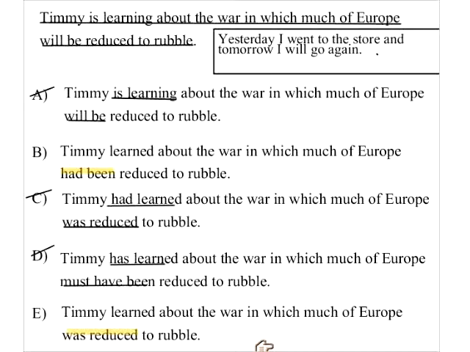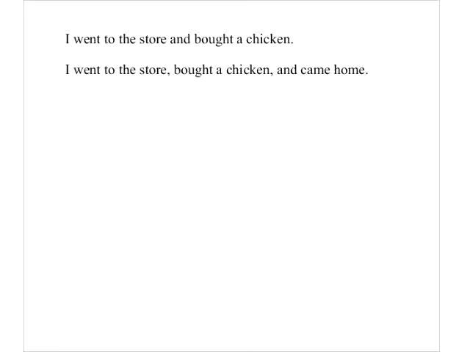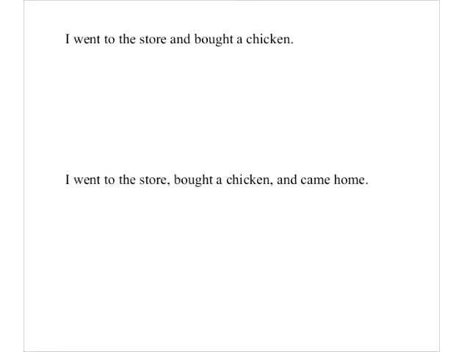Yes, I know this is annoying as heck. But the point is this: here's an example. Okay, let me put my own slide in here. If I say I went to the store and bought a chicken, or I went to the store, bought a chicken, and came home, my second one is better. I'll put it center stage. Which action happened last? Clearly the coming home, right?